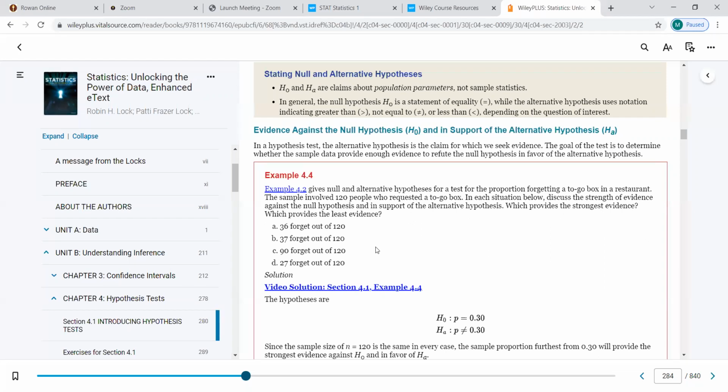All right, which provides the least amount of evidence here to reject that the proportion is 30%? Which provides the least amount of evidence? D. D? Okay, why did you choose D? Because it's closest to 1. Oh, actually, it'd be B. Okay, you're getting closer.